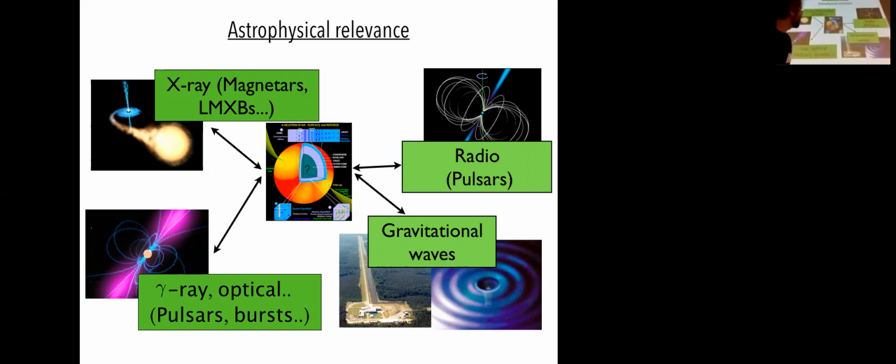Okay, so what we observe: neutron stars are observed throughout the electromagnetic spectrum.